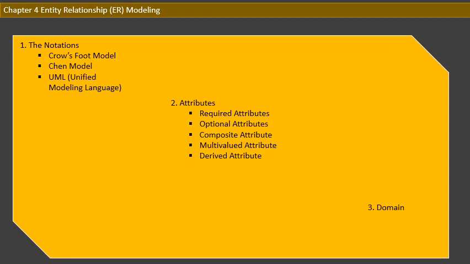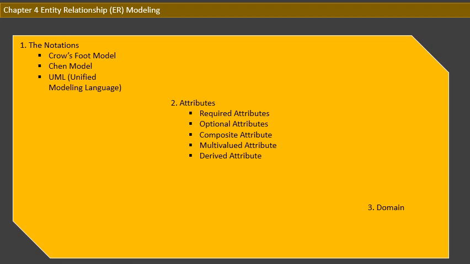So in chapter 4 we have entity relationship modeling, and the notations that we've learned are the Crow's Foot model, as you've just seen, the Chen model, and the UML, which is Unified Modeling Language. Moving on, we'll talk about attributes. There are some types of attributes that you need to know for ER modeling, which are required attributes. Required attributes are attributes that must have a value, so they cannot be left empty or null.